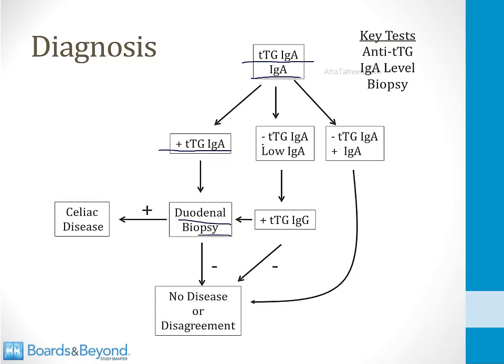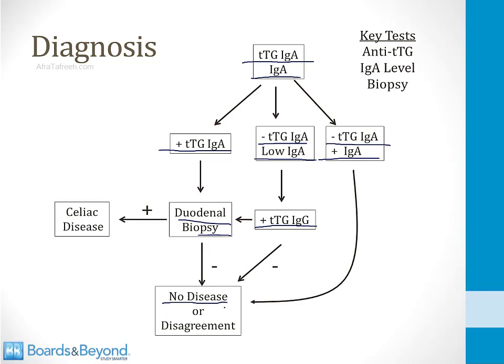On the other hand, if they have negative tissue transglutaminase IgA, you then need to look to the total IgA level. If the total IgA level is low, this means they may be IgA deficient. In that case, you need to measure the IgG level of anti-tissue transglutaminase antibodies, and if that's positive, you can then do a biopsy to confirm the diagnosis. On the other hand, if they have a negative IgA against tissue transglutaminase and a normal IgA level, then that suggests that they do not have the disease.